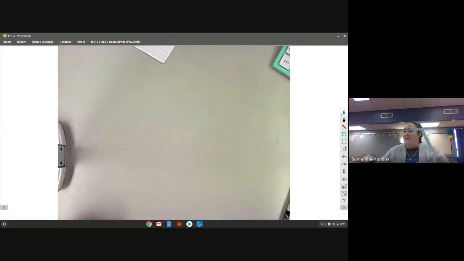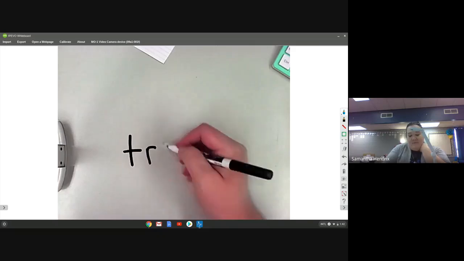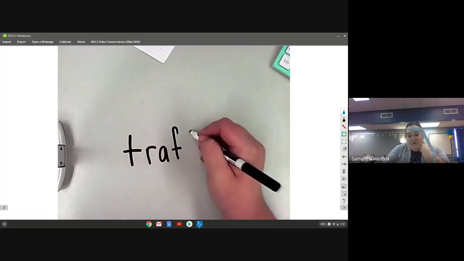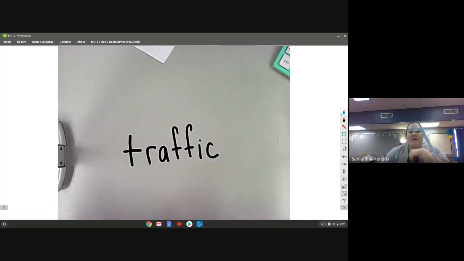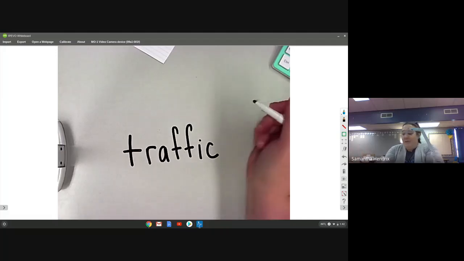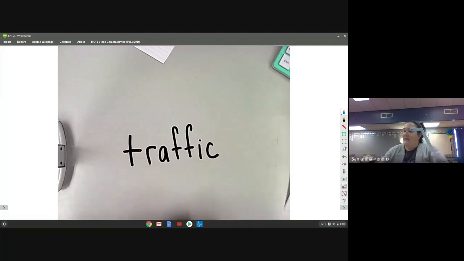Okay, so we're going to learn a new pattern rule today. Let's look at this word. We're going to learn how to code this word and sound it out. So how many vowels does this word have? How many vowels? 2. Good. So what are they? Yes, A and I. Very good.